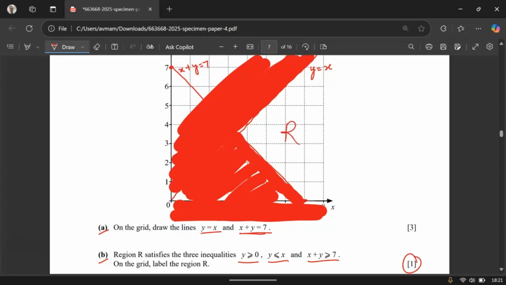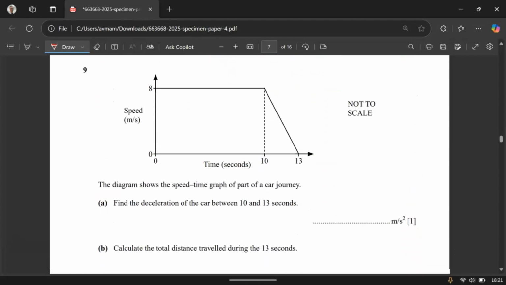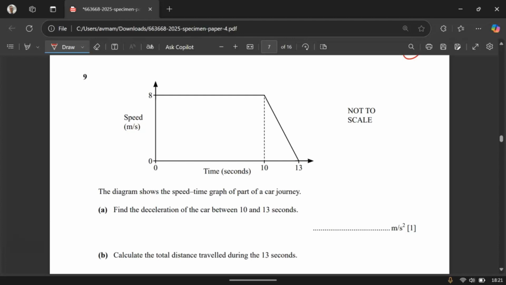And then this region, which is not shaded, that is the region R. Okay, let's move on to question number 9. The diagram shows the speed time graph of part of a car journey. A. Find the deceleration of the car between 10 and 13 seconds.